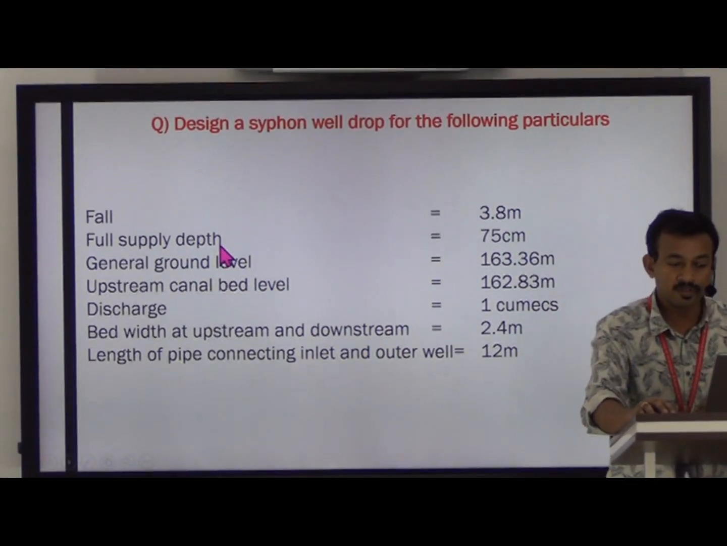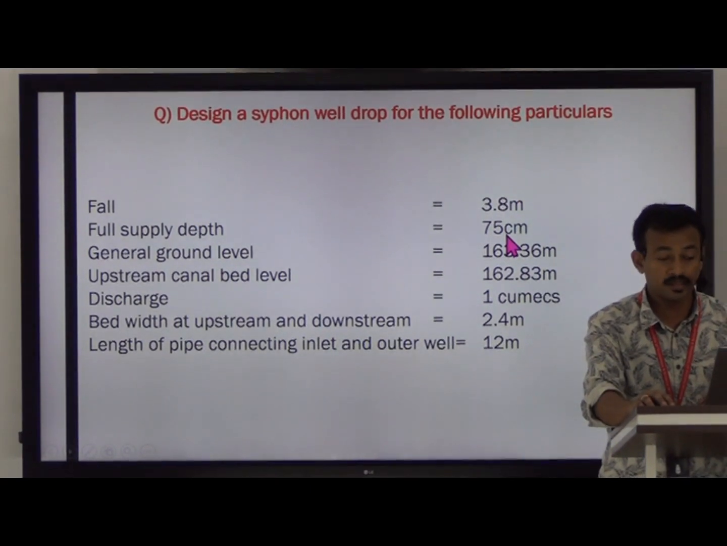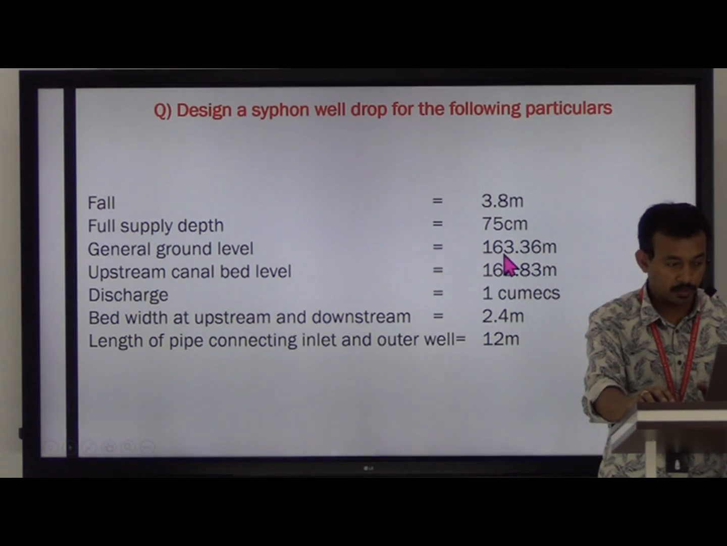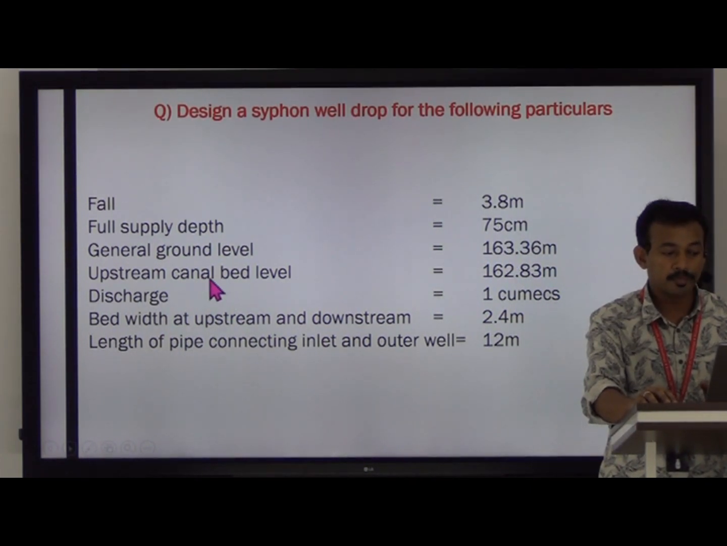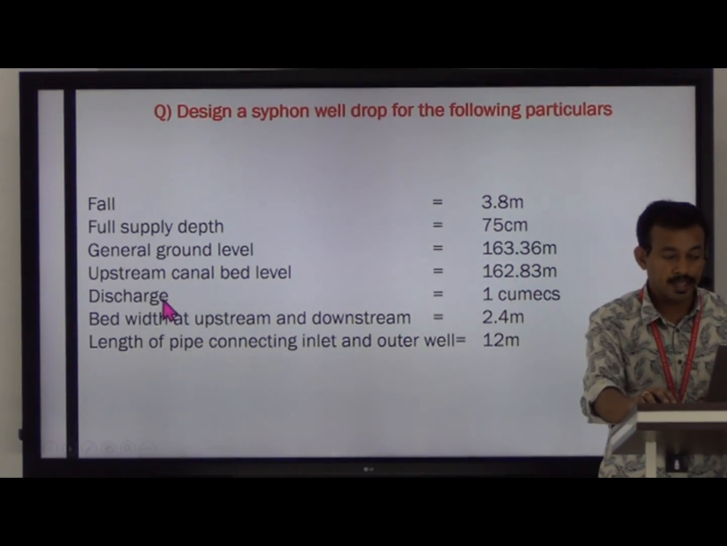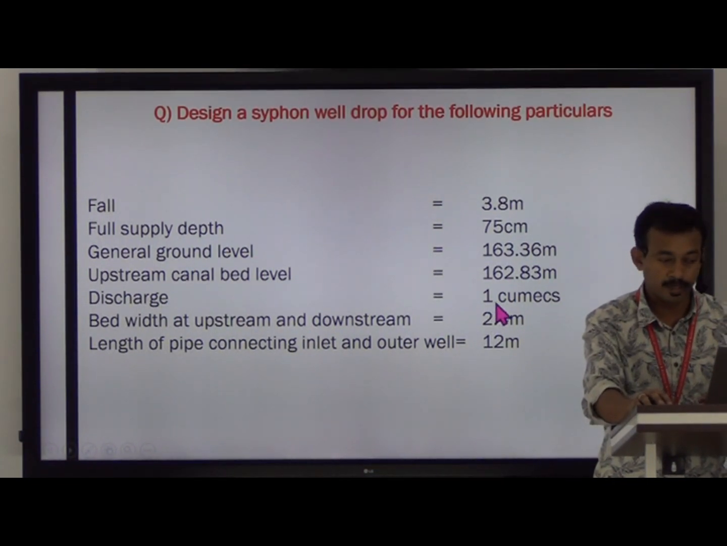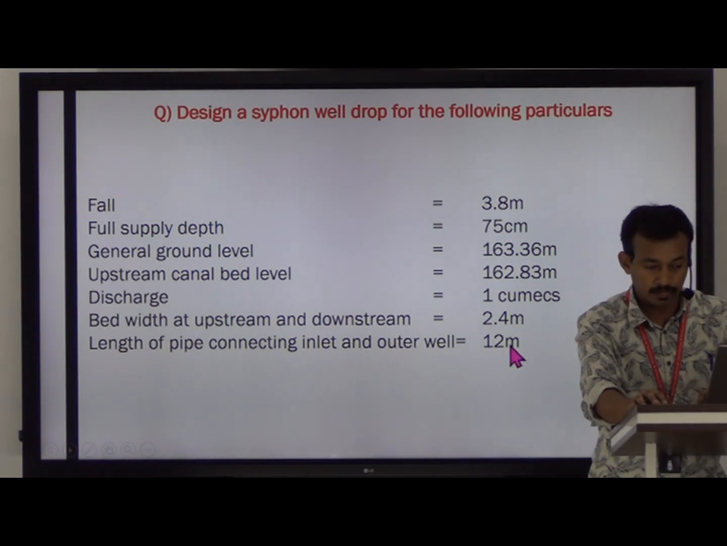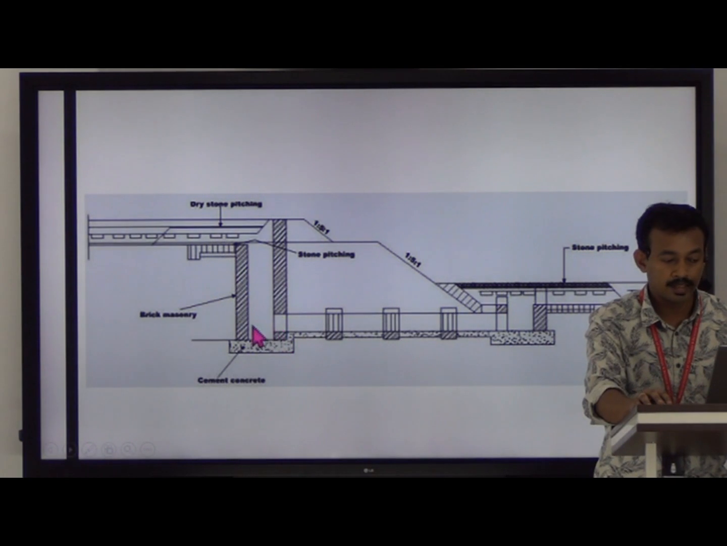The canal has a full supply depth of 75 centimeter, that is 0.75 meter. The ground level of the canal is given to you, and the bed level of the upstream canal is given to you. The canal is carrying a discharge of 1 cumec, and the bed width of upstream and downstream canal is given as 2.4 meter. The length of the pipe connecting the inlet and outlet well is 12 meter. This is the pipe connecting the inlet and outlet well, and the length of the pipe given in the question is 12 meter.